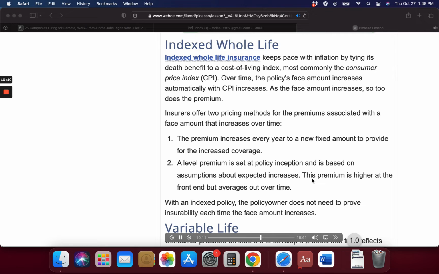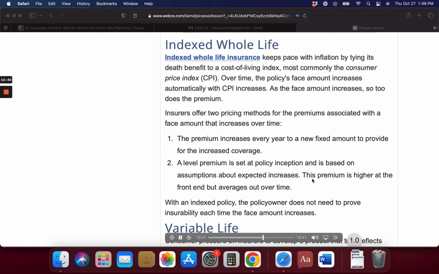Insurers offer two pricing methods for the premiums associated with a face amount that increases over time. The premium increases every year to a new fixed amount to provide for the increased coverage. Or a level premium is set at policy inception and is based on assumptions about expected increases. This premium is higher at the front end but averages out over time. With an indexed policy, the policy owner does not need to prove insurability each time the face amount increases.